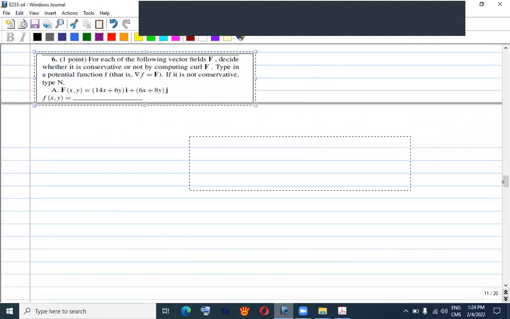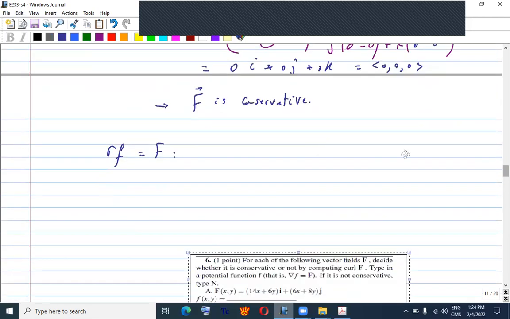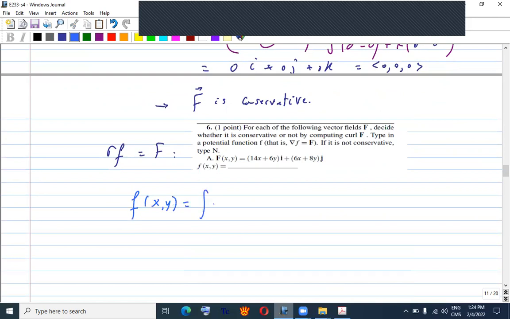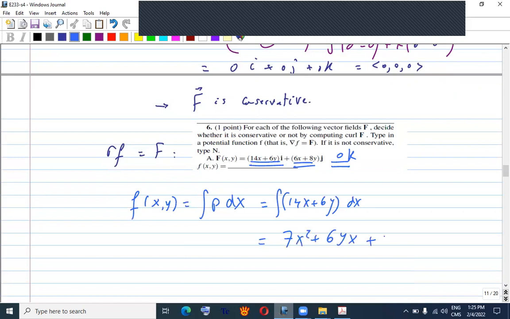Okay, I'm pasting the question again in front so we can see it. So how do we start? We say the potential function f of xy would be the integral of P dx. You want to integrate this part first with respect to x, because the y component and z component here are 0. So you integrate 14x plus 6y with respect to x first: 7x squared plus 6yx, plus a constant that pops up, because when you integrate, a constant pops up.